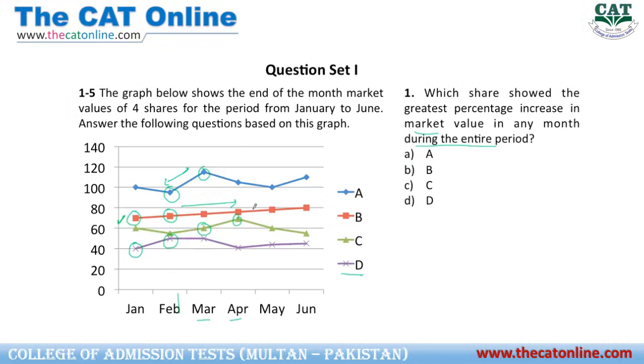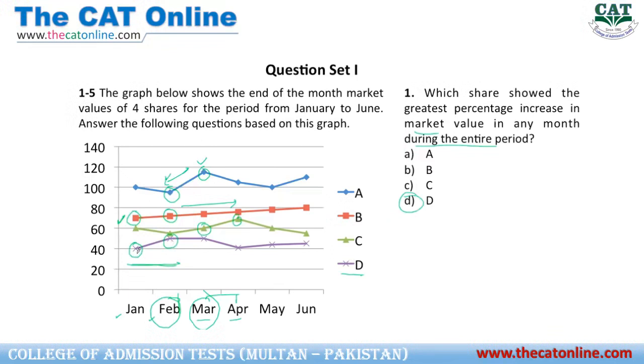So instead of checking for all the months for all the 4 shares, I have reduced my calculation to checking for A in the months of February and March, which is this graph here. Then for B, I'll check only in the months of January and February. For C, I'll check for March and April. And for D, I'll check in the first 2 months. Now, when you make your calculations, your answer will come up as D.